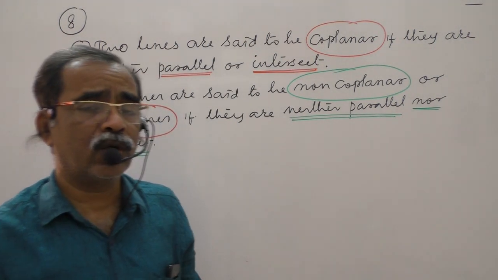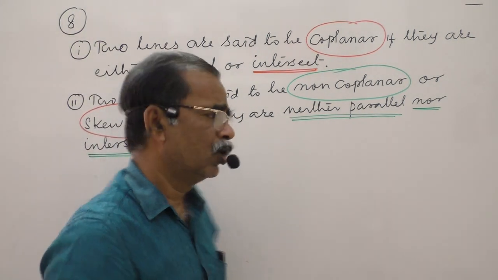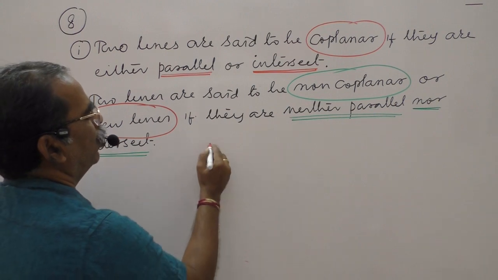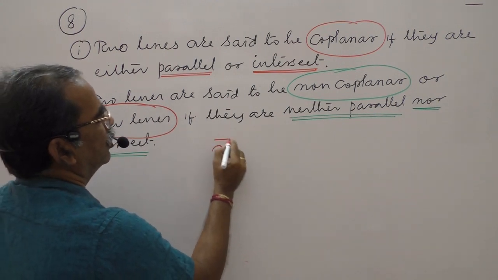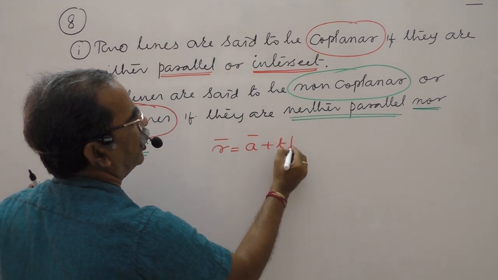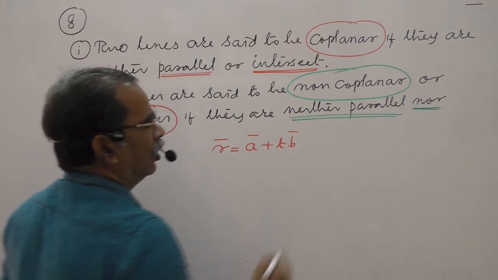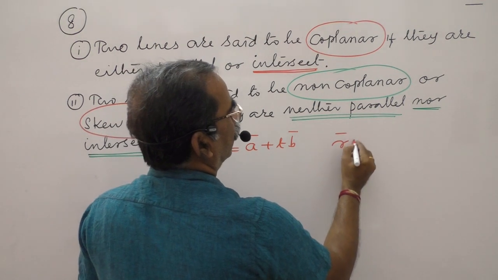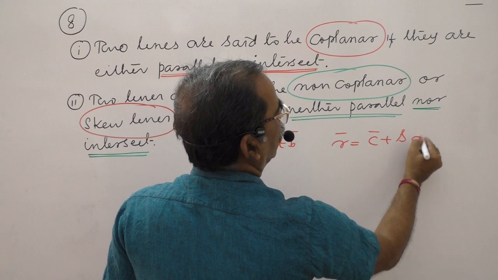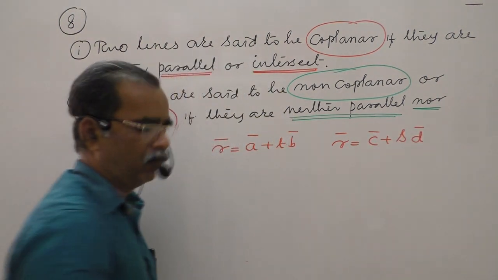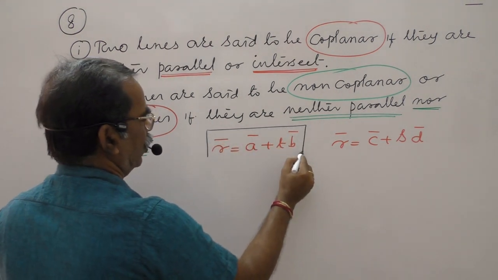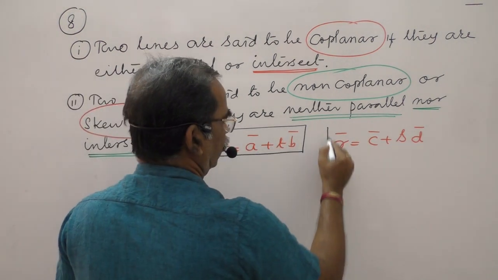So we have seen skew lines in vector algebra, and here I will discuss that only. For example, if two lines are given like this, r bar is equal to a bar plus t times b bar, this is a line, and another line, r bar is equal to c bar plus s times d bar. These are two lines.